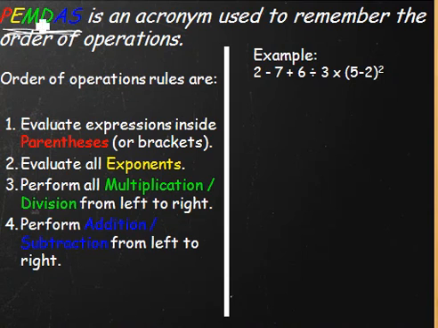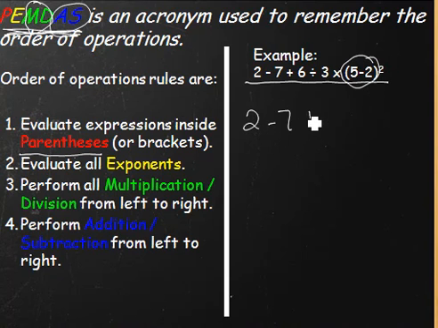In PEMDAS, we're going to do parentheses and exponents first, followed by multiplication and division, and that has the same rank, so we do multiplication and division at the same time going left to right. Then finally addition, subtraction going left to right. Therefore, if we want to evaluate the expression 2 minus 7 plus 6 divided by 3 times the quantity 5 minus 2 squared, we would look at parentheses first and evaluate 5 minus 2.